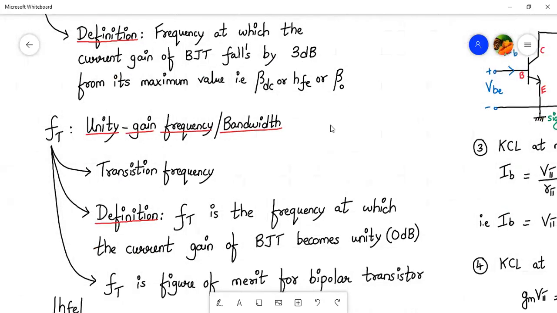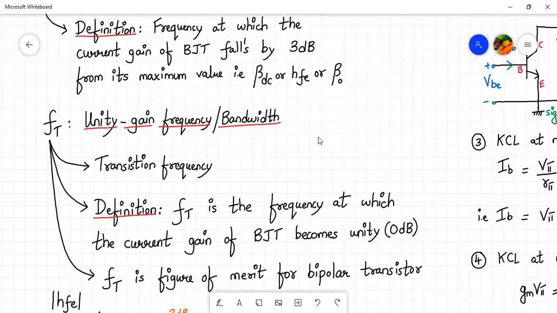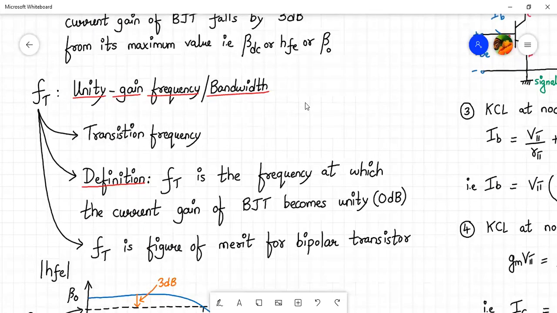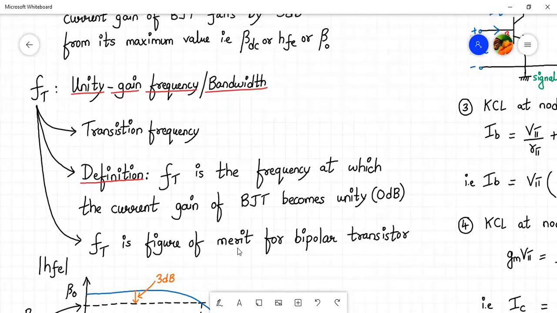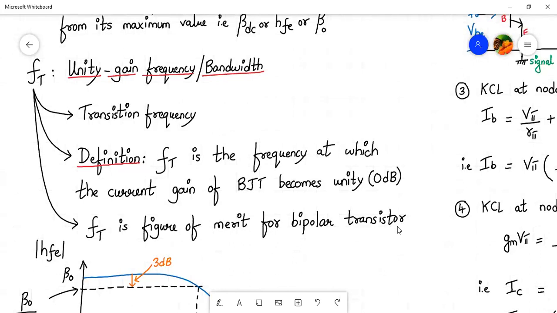Let's go to the unity gain frequency or bandwidth FT. It is called the transition frequency. It is defined as the frequency at which the current gain of the BJT becomes unity or 0 dB. And FT is also the figure of merit for a bipolar transistor.